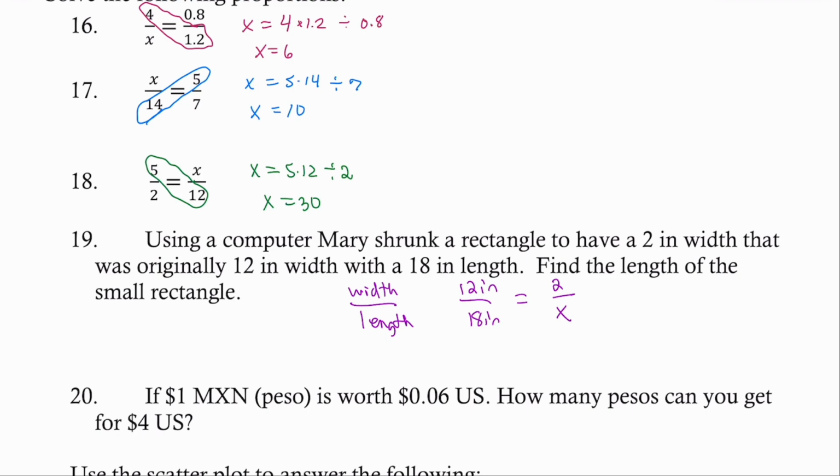And then once you set it up, it becomes exactly like problems 16 through 18. We are going to cross multiply. So x is going to be 2 times 18 divided by the number we haven't used, 12. And we get that x is equal to 3. Now this one has units, so give me the units, and the units are inches.